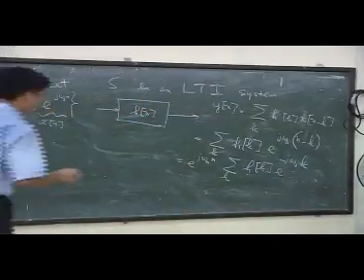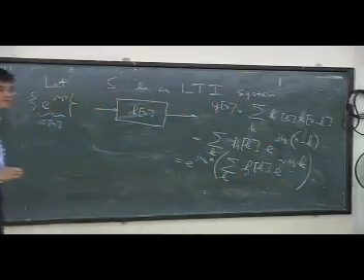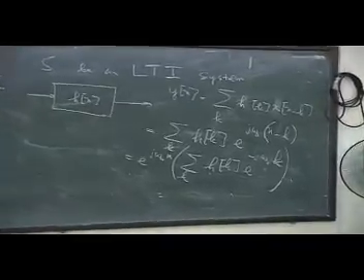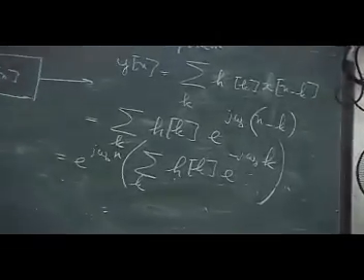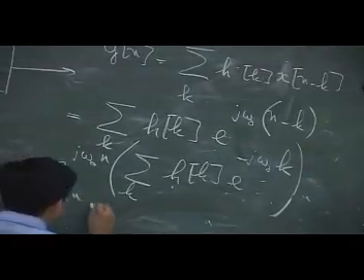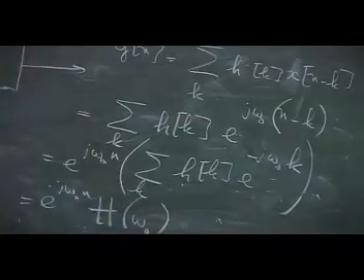So what is this thing inside here? By definition, it looks like this thing here, right? So now it is equal to e^(j omega naught n) and then H of omega naught. Okay.